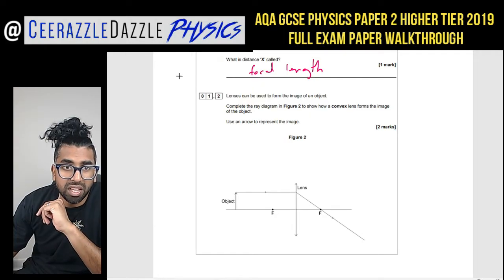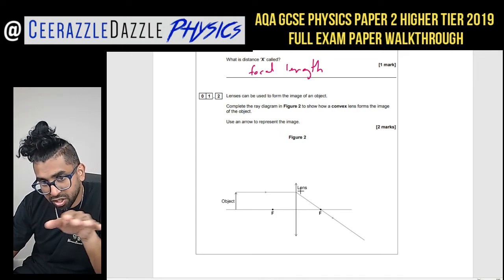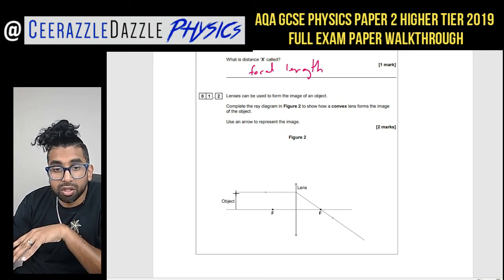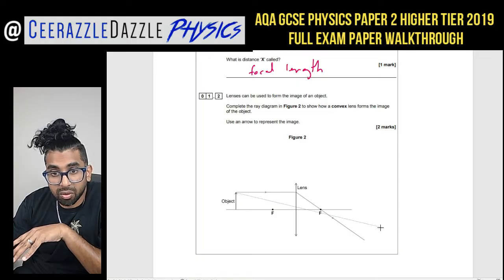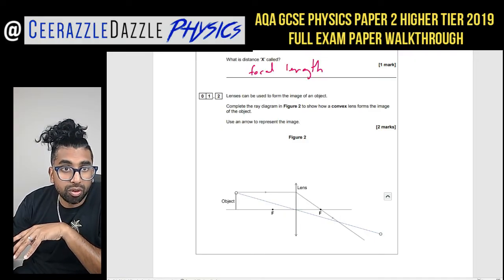So for me, I'm going to draw one ray of light now. Don't forget, we've got one ray of light going horizontally across, then going through the focal point. You've got to also add a line going directly through the center of the lens, from the top of the object, directly through the center of the lens. And over here, where they both cross, this is going to be where the image is formed.